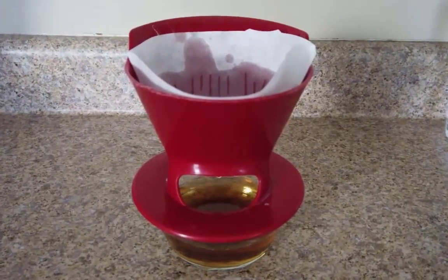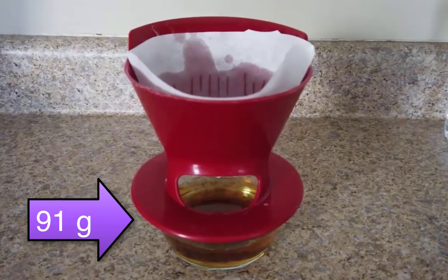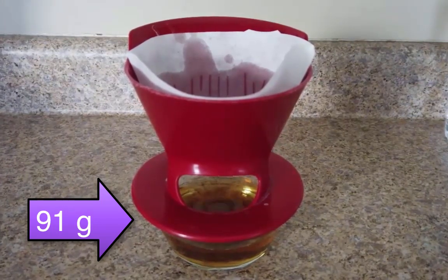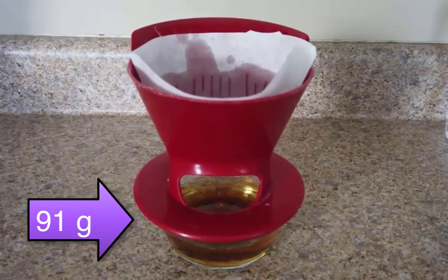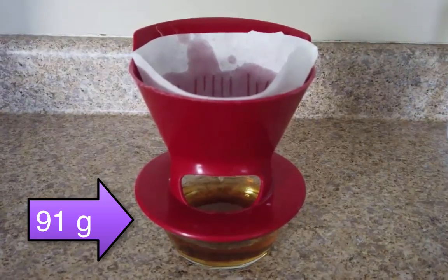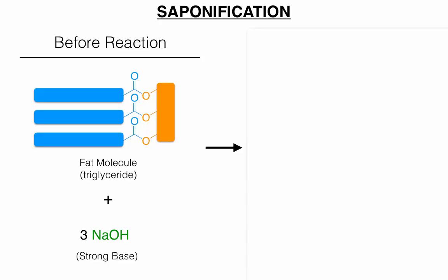I ended up isolating 91 grams of bacon fat, so now I need to determine the amount of sodium hydroxide I would need to react with this amount of fat. Here I am showing a cartoony version of the saponification reaction, which is the reaction that gives you soap.